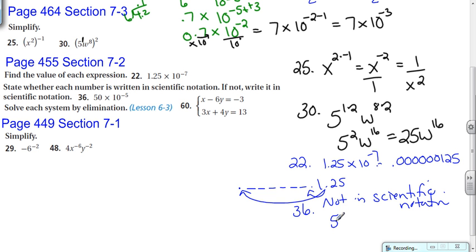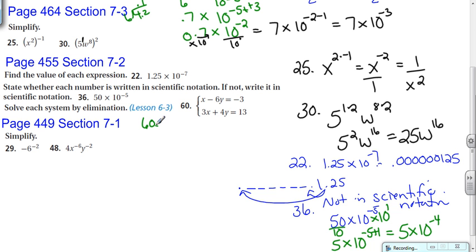So if I want to take 50 times 10 to the negative fifth, 50 is not between 1 and 10, but if I divided it by 10, that would give me a 5. But if I divide the 50 by 10, I have to multiply the 10 by 10. So when you multiply, you keep the base and you add the exponents. So I would end up with 5 times 10 to the negative fourth for that to be considered in scientific notation.